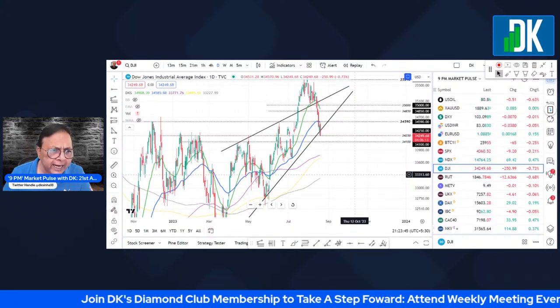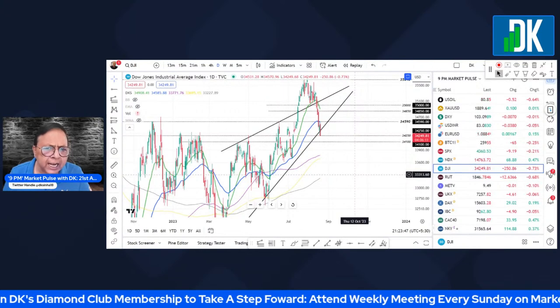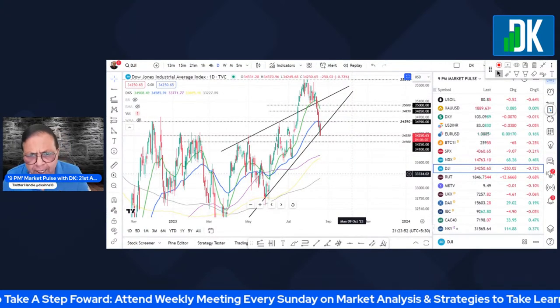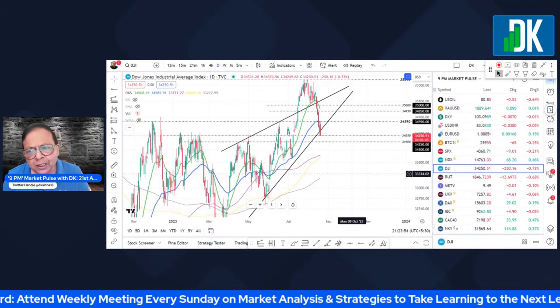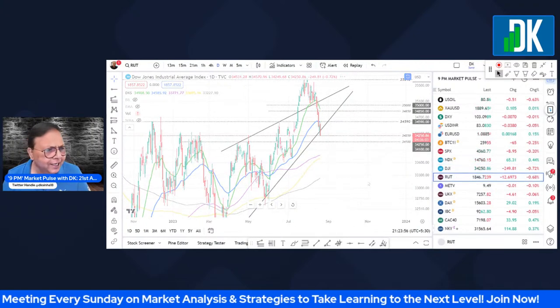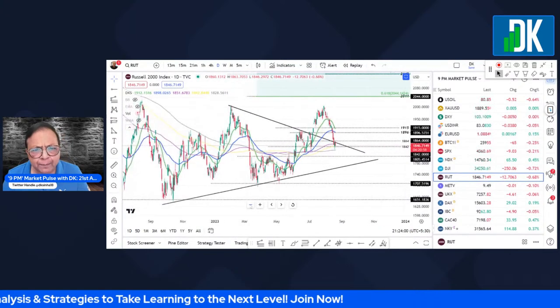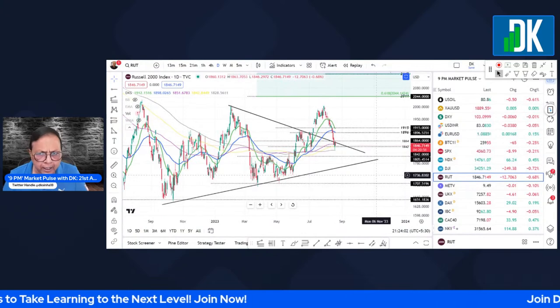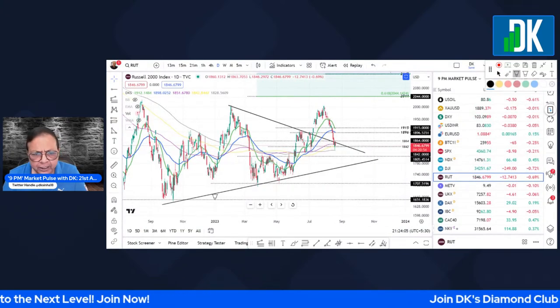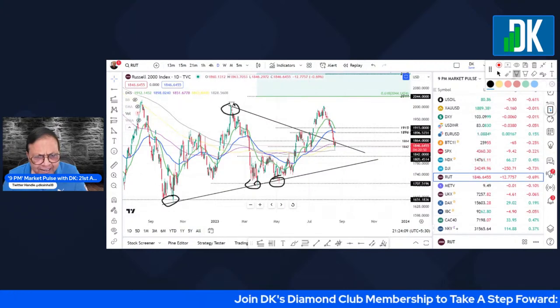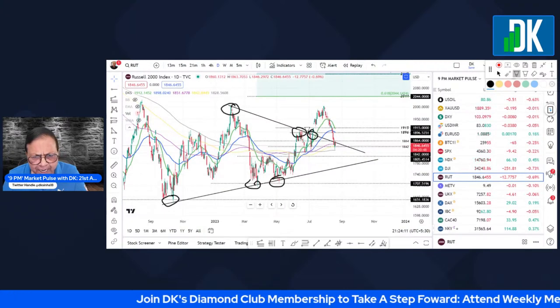But if you do the trend analysis on Dow Jones Industrial Average Index, overall trend is bullish. Short-term trend is bullish, intermediate trend is bullish, long-term trend is bullish. Now let us check the Russell 2000 index, which represents the small cap stocks in the US stock market. What we can see, there was a breakout, then price support and price resistance multiple times.